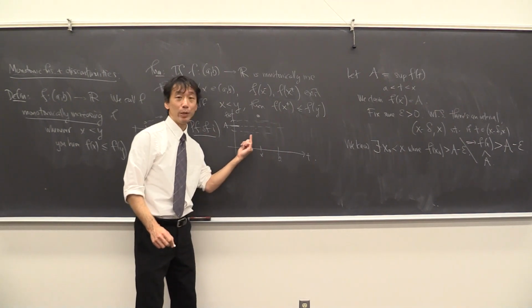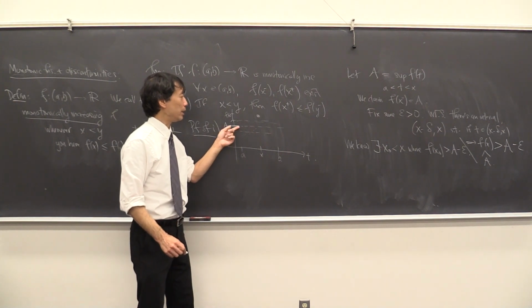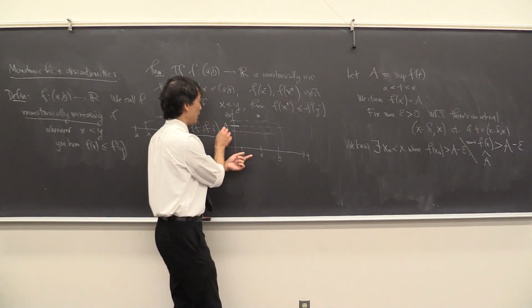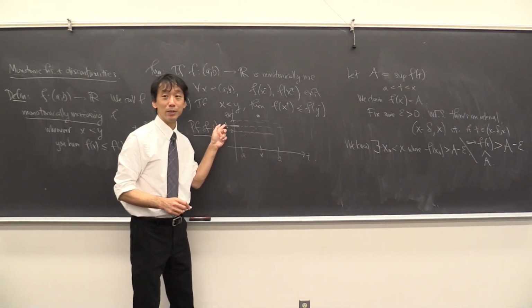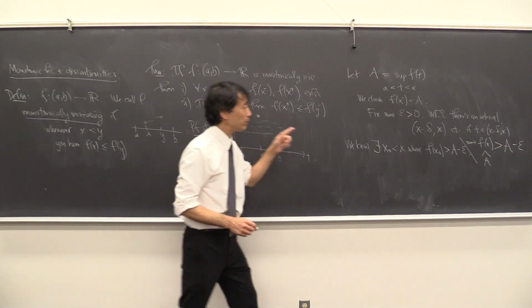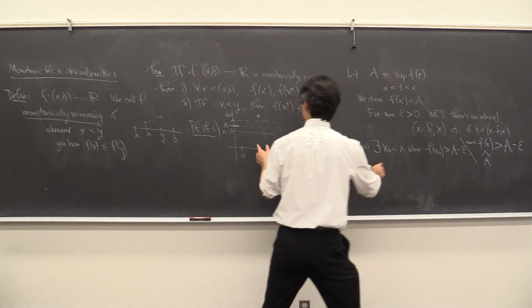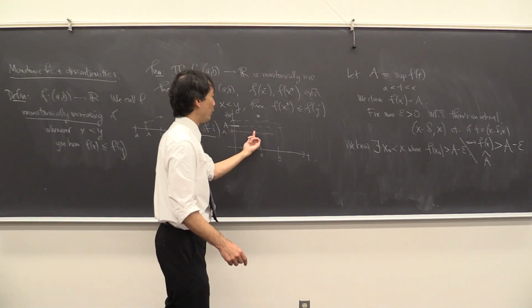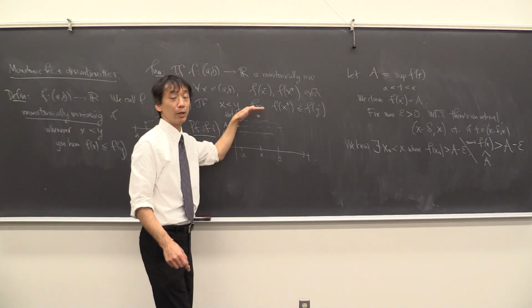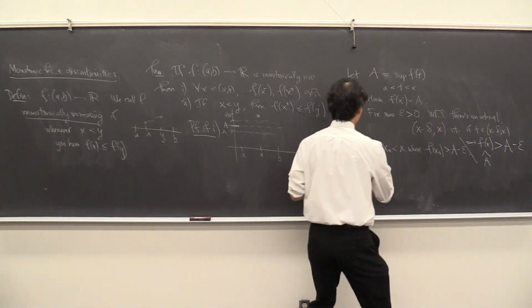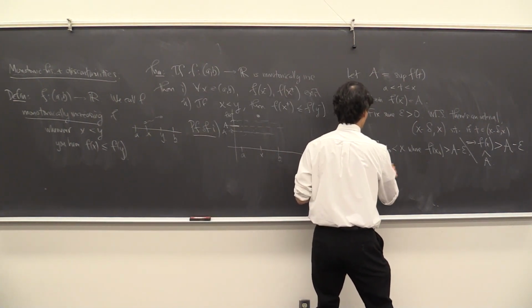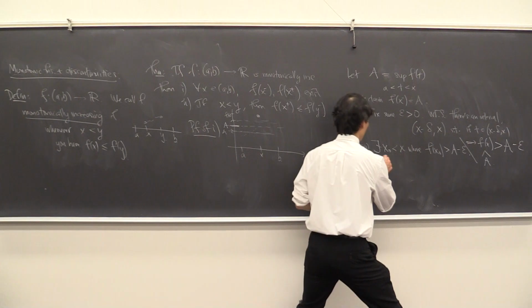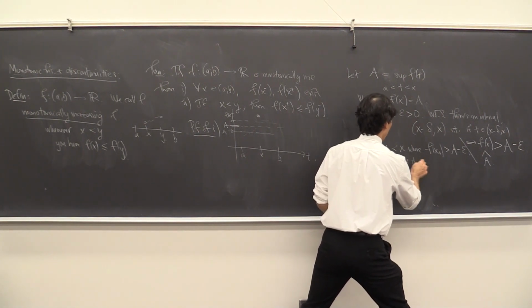If there isn't any point where you cross the line, if you never cross this A minus epsilon line, then A was not the supremum. So there must be some point to the left of x where you cross the line. And you also know that after that point, you stay above the line, because it's an increasing function, else A was not the supremum.